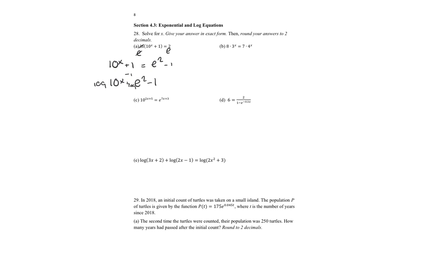So then, when we take the log of this 10 to the x, remember when something is in the exponent inside of a log, that means we can just bring it out and multiply. So then we'll have x times the log of 10, and log of 10 is just 1, right? So then we'll have x is equal to log of e squared minus 1. And then if we round that to 2 decimals, that's going to be 0.81.